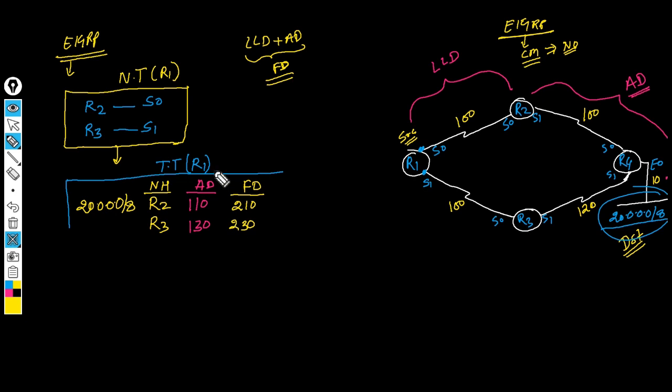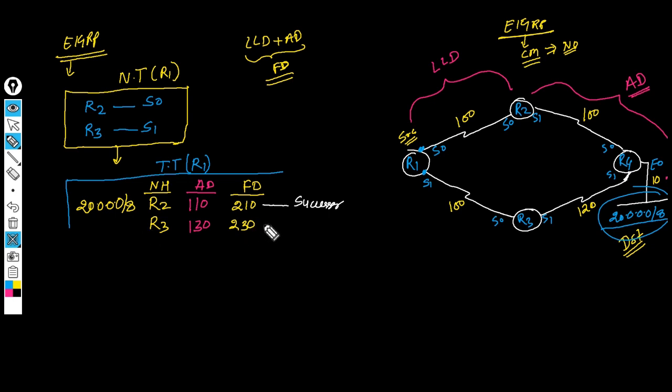Now see, we have two different paths available here. Which path is going to be the best path? Right now, via R2 the feasible distance is 210, and via R3 the feasible distance is 230. So this router has the lower metric, which means this will be considered as your successor path. Successor in the sense of best path.